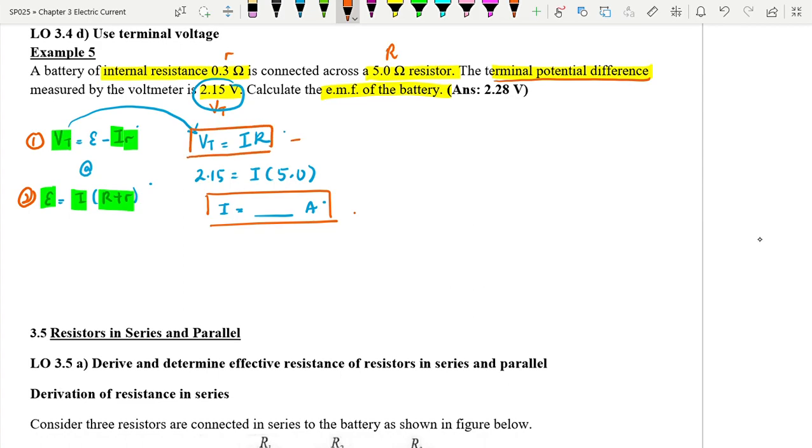That's why kita kena tahu V terminal is the V across external R. Okay, so yang mana berapa banyak yang disupply daripada bateri. Not all EMF tapi some of them sahaja. Right, so itu adalah example 5 that is related to EMF and V terminal.